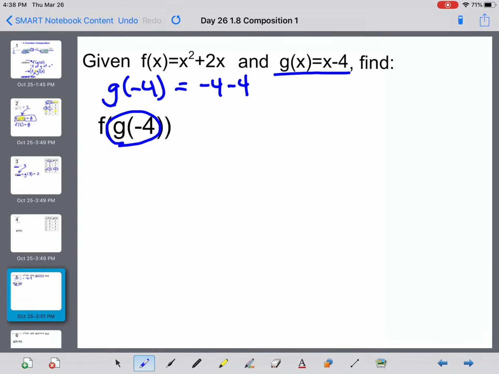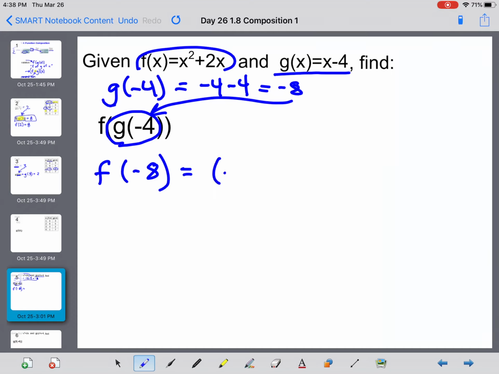in a negative 4. So g of negative 4 is going to equal negative 4 minus 4, so that's going to equal negative 8. So I am going to replace g of negative 4 with negative 8. And I'm going to now find f of negative 8. That's my new problem. So function f tells me go up here to this function f. Wherever there's an x value, let's plug in negative 8. And let's see what we get.